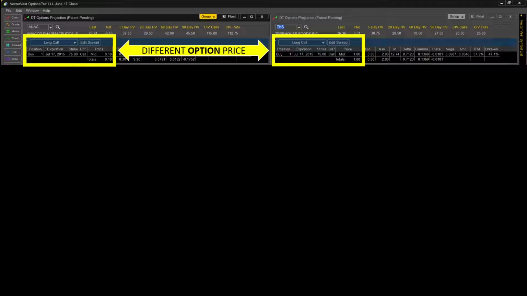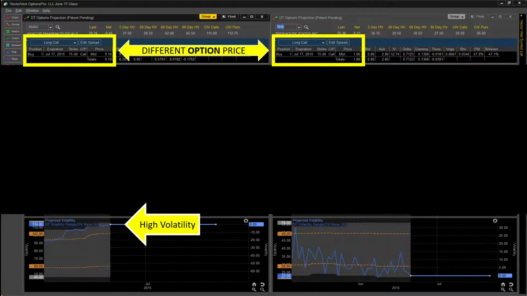Why do they have such different option prices? Well, the one on the left has very high volatility. That leads to the option being extremely overpriced. Buyers who buy these options are paying too much. Well, what's the big deal? We're all used to paying a lot of money for things, right? With inflation the way it is.